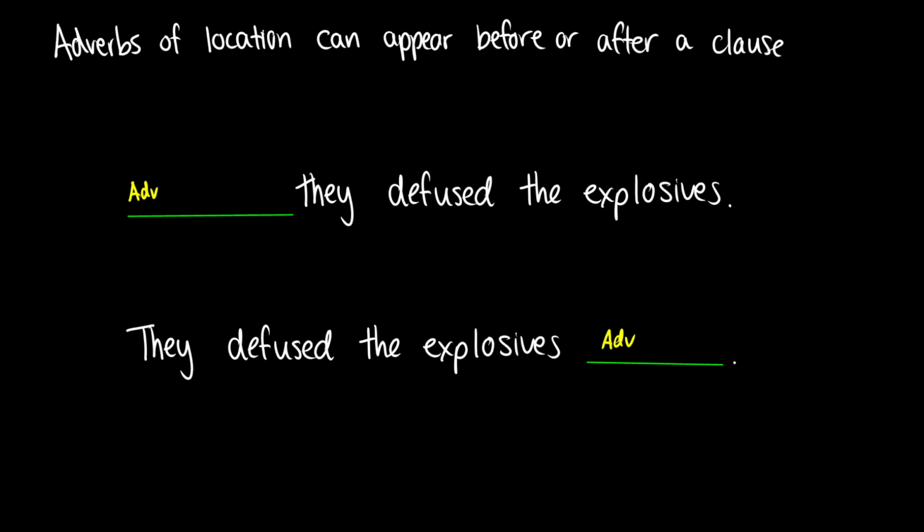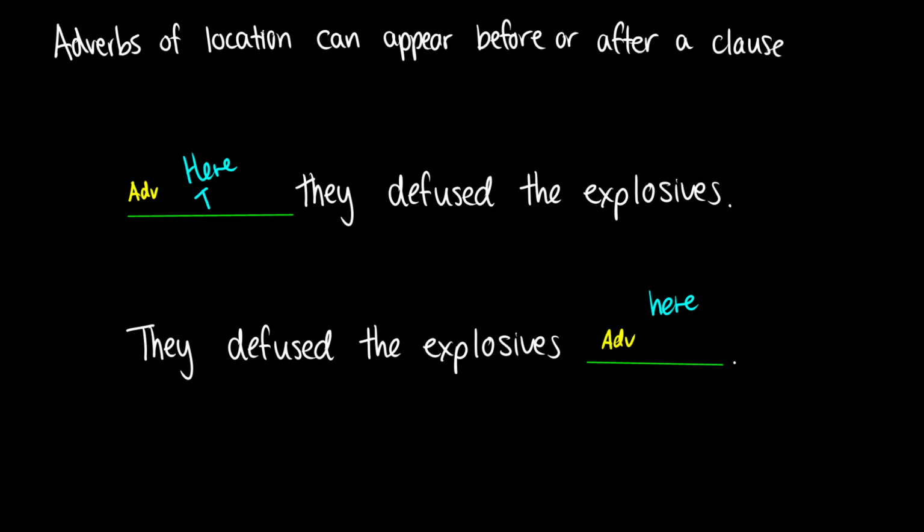Adverbs of location, other than the word now, so that's an adverb of time. I'm thinking of adverbs like here or there, those adverbs of location. They can only appear either before or after a clause or sentence. So we could say something like, here they diffused the explosives, or they diffused the explosives here. We could not say they here diffused the explosives.